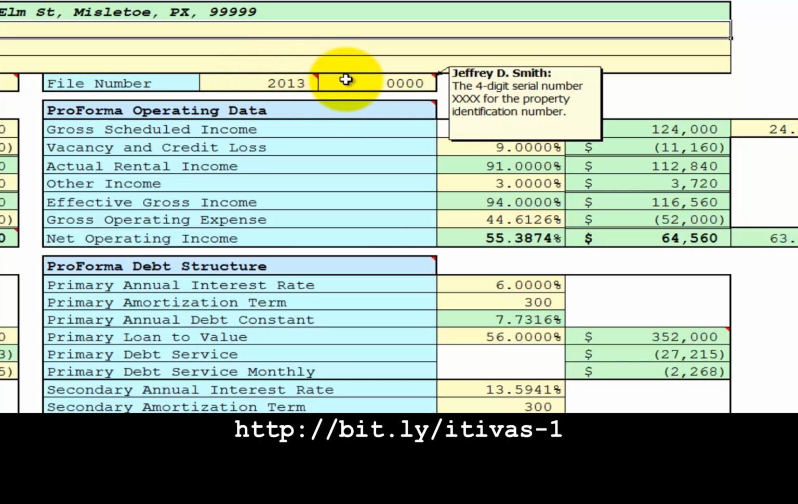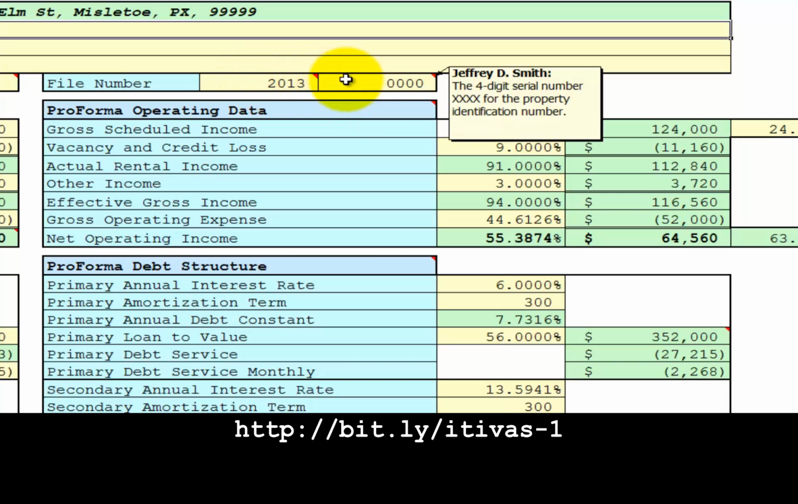This spreadsheet is organized as 2 columns. On the left column is the current operating data for the distressed property, and on the right column is the as yet unrealized pro forma operating data after repositioning and stabilizing.